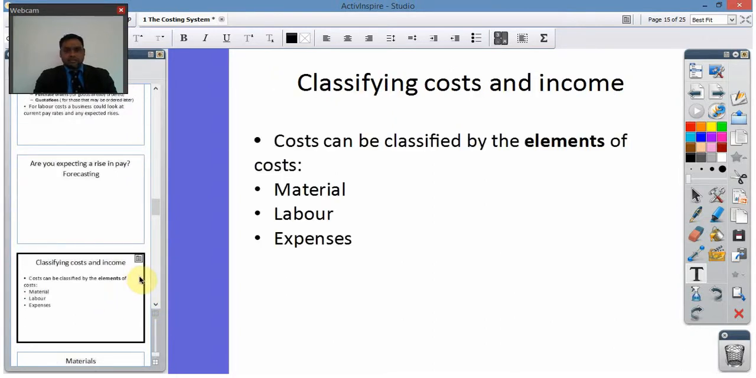Classifying cost and income. Okay, we're going to leave it there for now, and then we'll come to this in the next lesson.